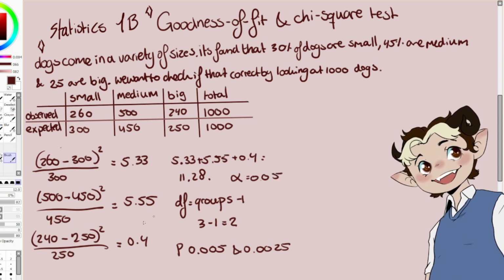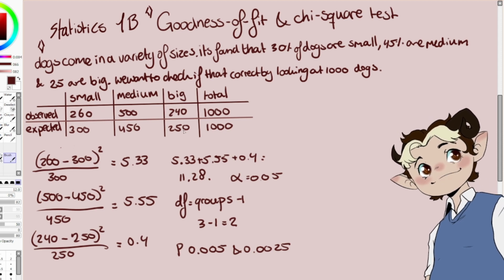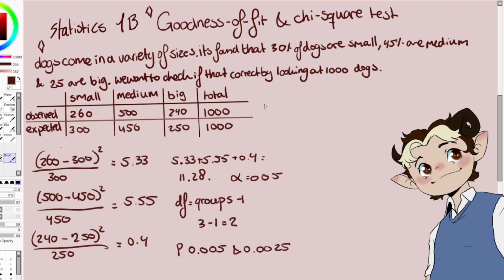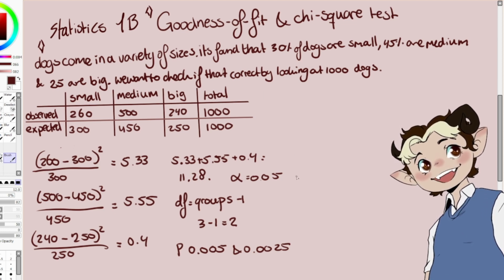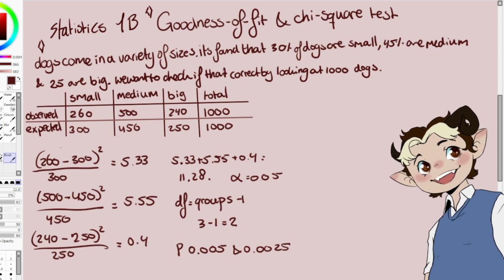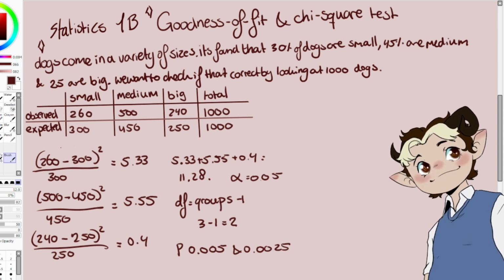Therefore, we're going to reject the null and we're going to assume that there is a difference between our observed and our expected values. And that is everything for the goodness of fit test. Now we're going to move on to the chi-square, which is a lot more work, but it does kind of boil down to the same principle.